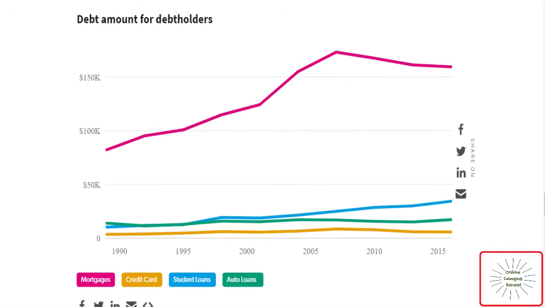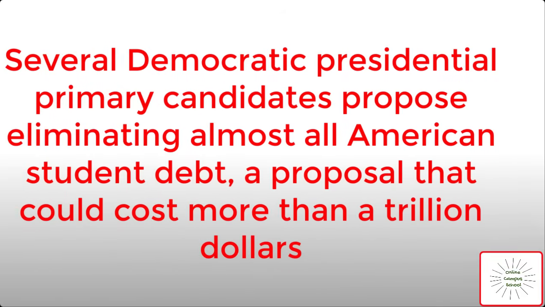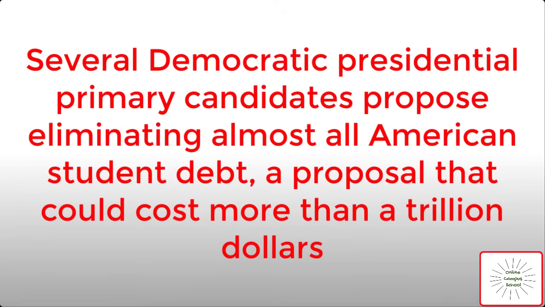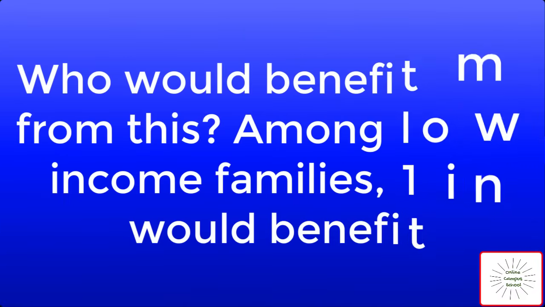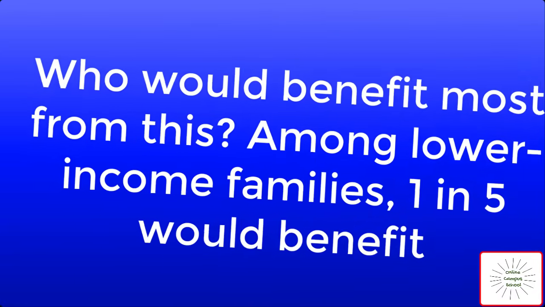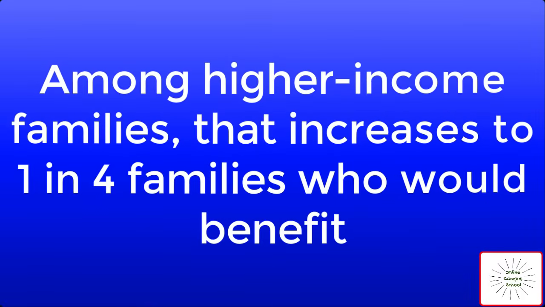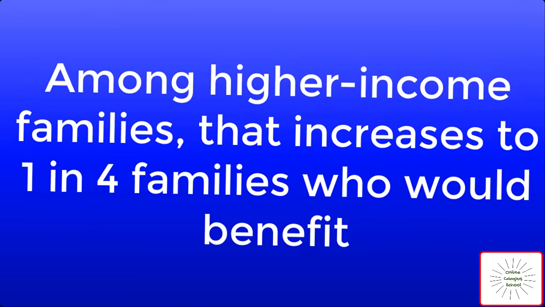What does this graph show us? This graph shows complete detail. Several Democratic presidential primary candidates propose eliminating almost all American student debt, a proposal that could cost more than $1 trillion. Who would benefit most from this? Among lower income families, 1 in 5 will benefit. Among higher income families, that increases to 1 in 4 families who would benefit.